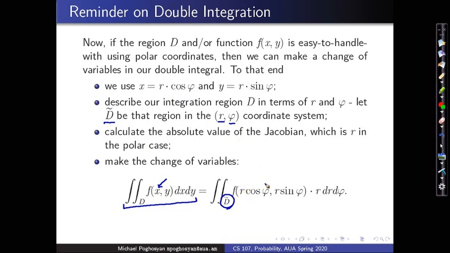We are plugging in, instead of x, R cosine phi, and instead of y, R sine phi. Then we are remembering to write the absolute value of the Jacobian, which is R in this case, and we are writing dR d phi. We are integrating with respect to R and phi. So this is the polar coordinates transform of our integral.